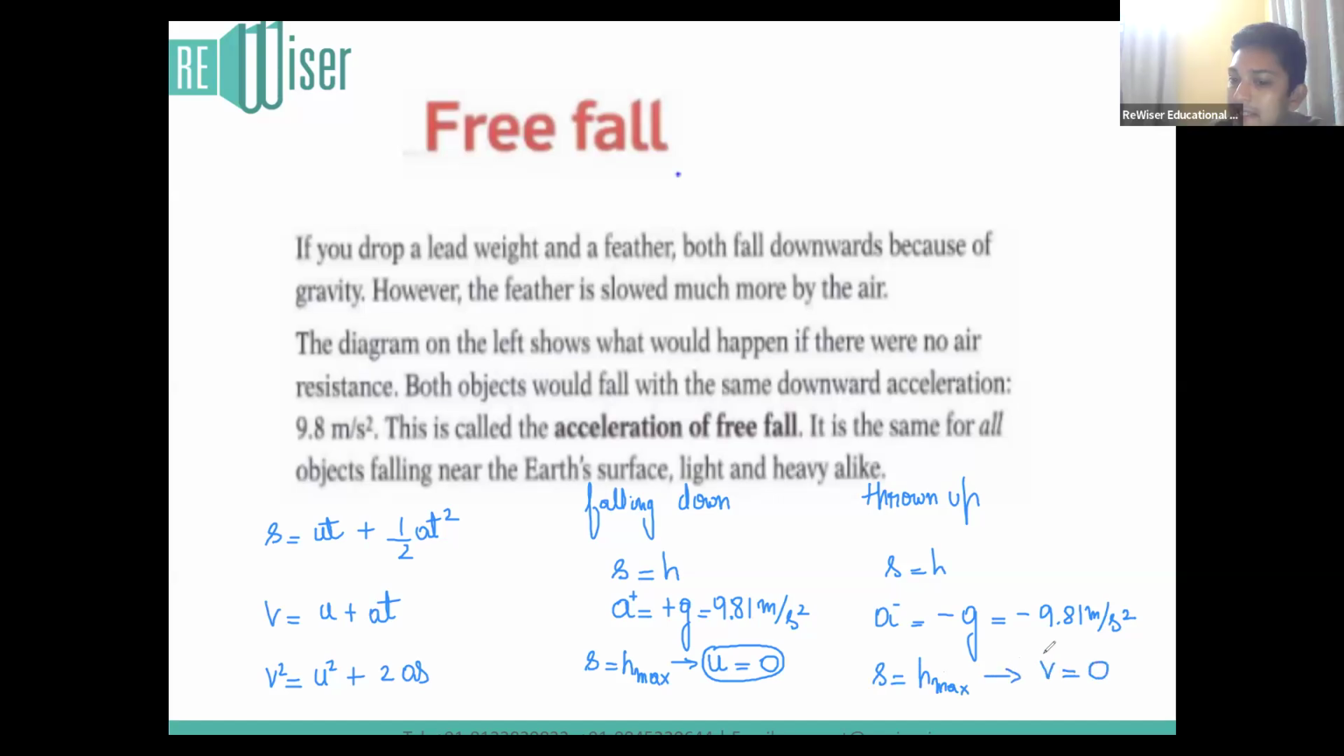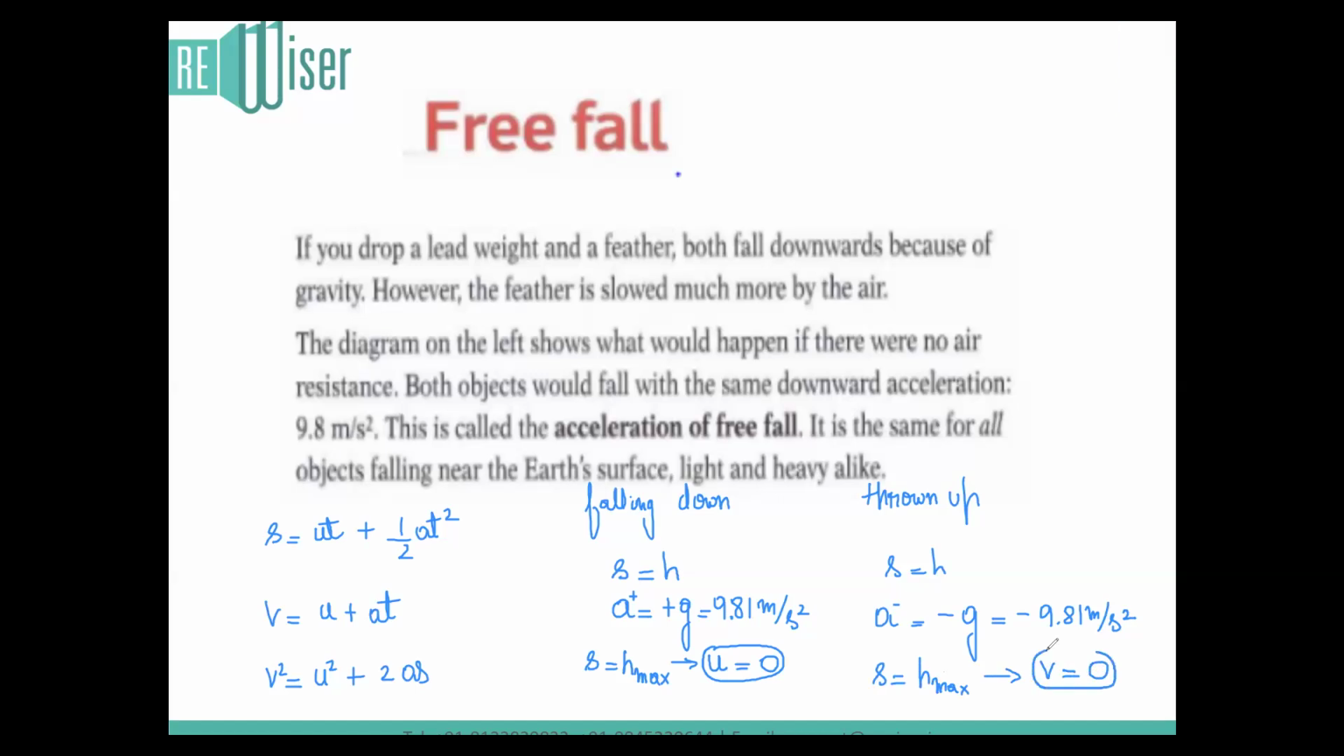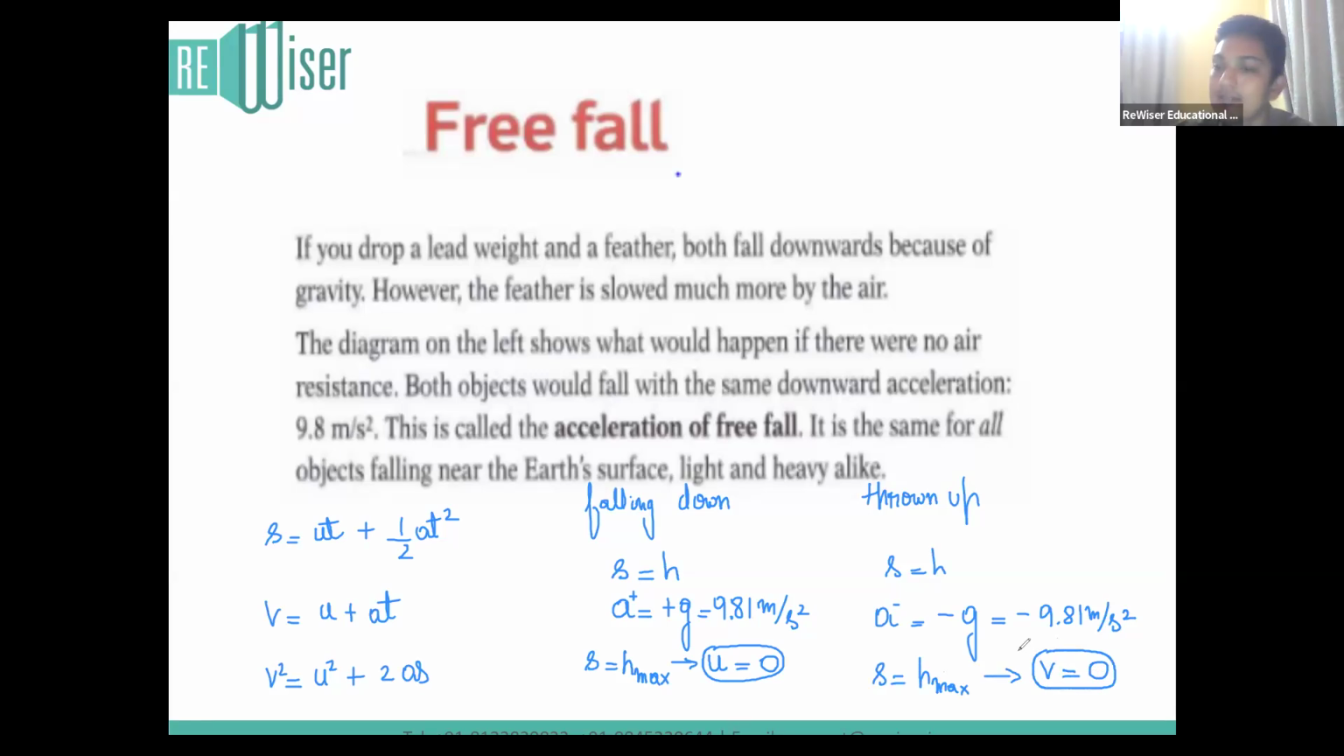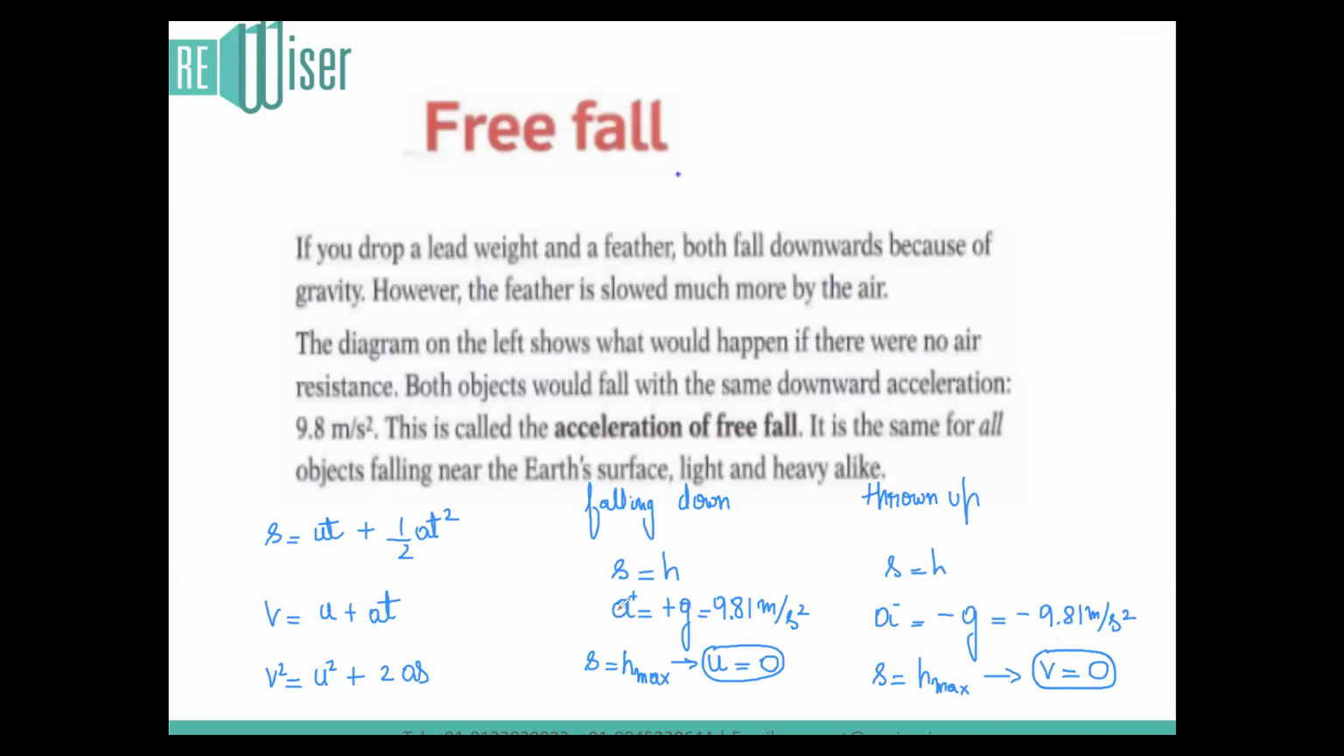Because when a body is decelerating, it should eventually come to a state of rest, correct? It does, in fact. When it reaches maximum height, for a fraction of a second, it stays at rest. And at that point, final velocity v becomes 0. Okay. Understood the changes to make in the equations of motion?